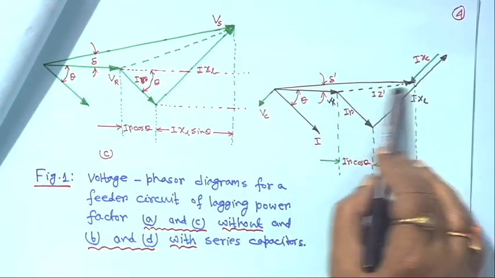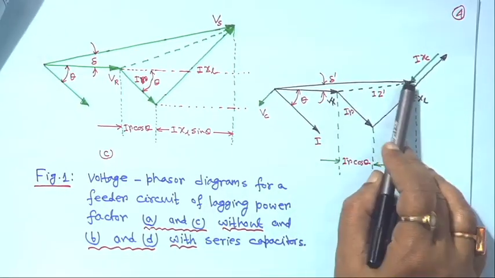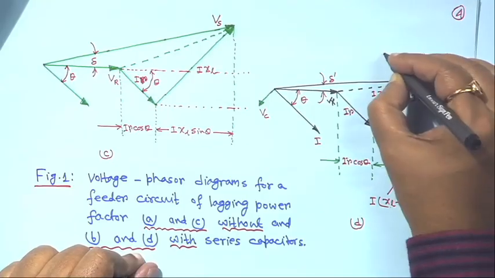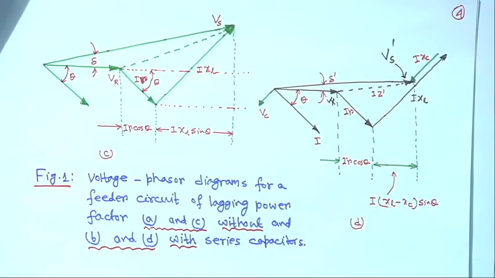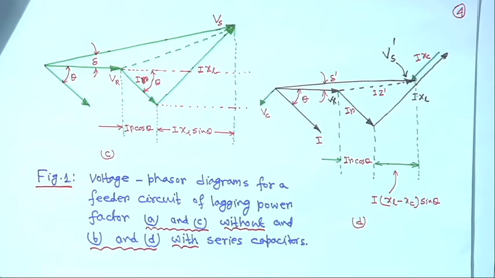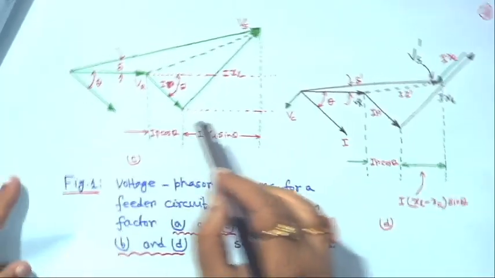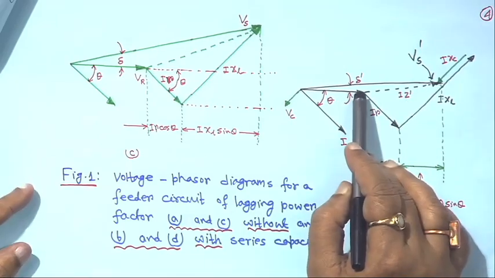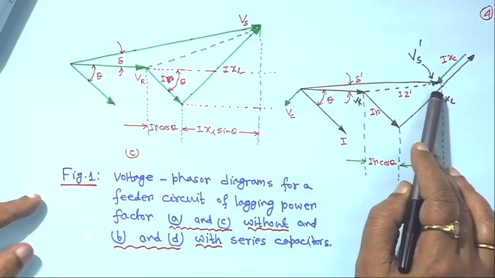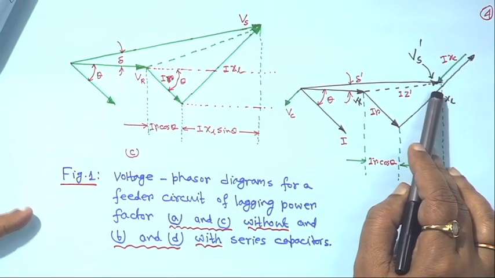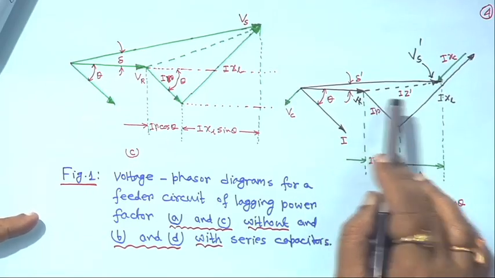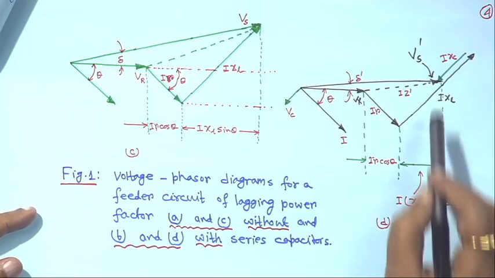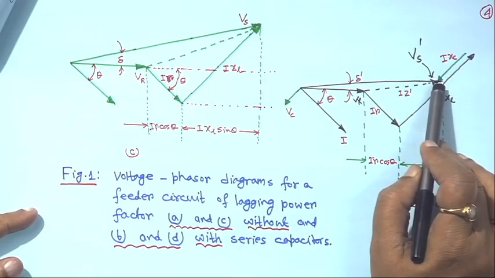And this voltage drop will be I Z dash, and this is the new value, say V s dash, right. And this angle is delta dash. Earlier it was delta, now it is delta dash. So, with that you will find delta dash will decrease, because V s dash is equal to V r plus I r cos theta plus I (X L minus X C) sin theta. So, this is the new position of the V s dash, right.